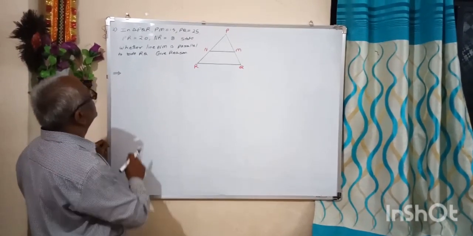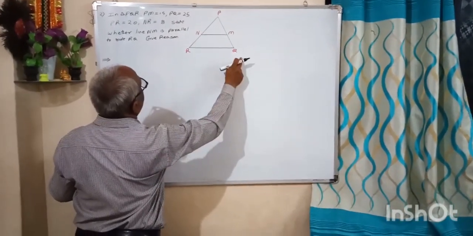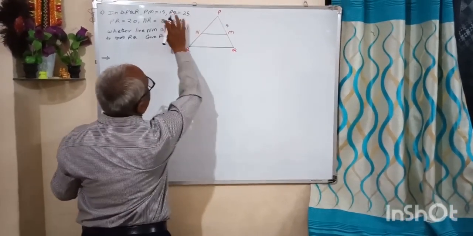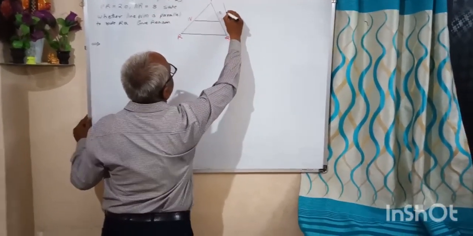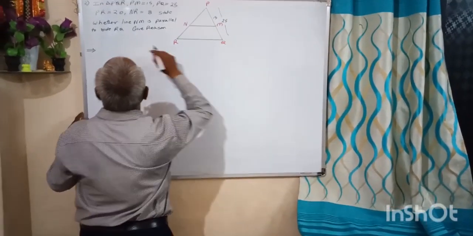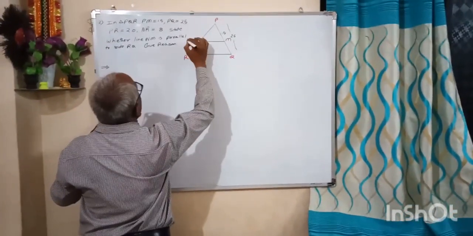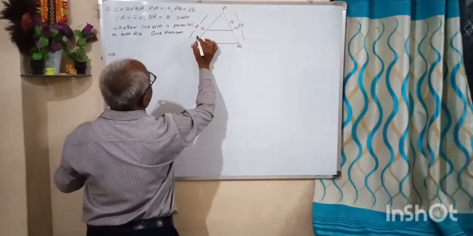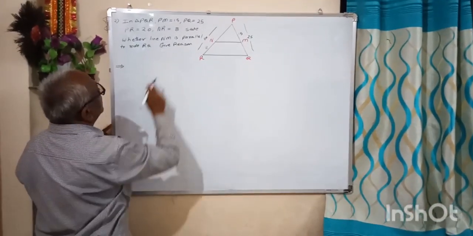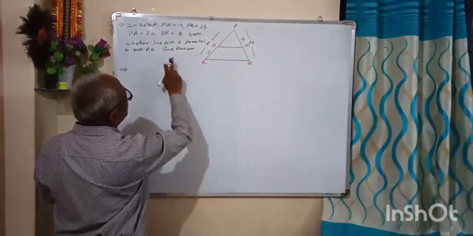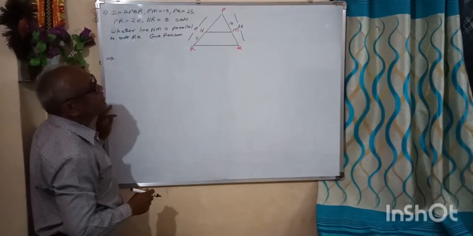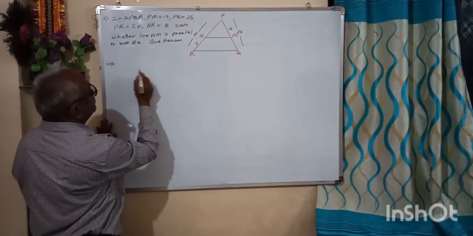Now, the second example. In the triangle PQR, PM is 15, PQ is 25, PR is 20, and NR is 8. State whether the line NM is parallel to the side RQ. Give reason. This we can show by the converse of the basic proportionality theorem.